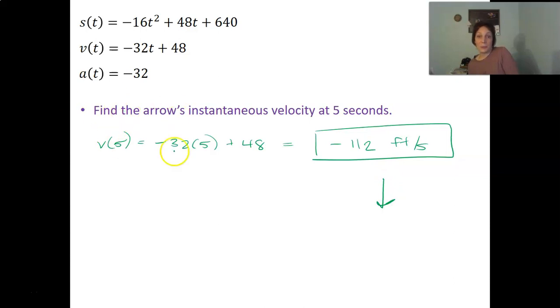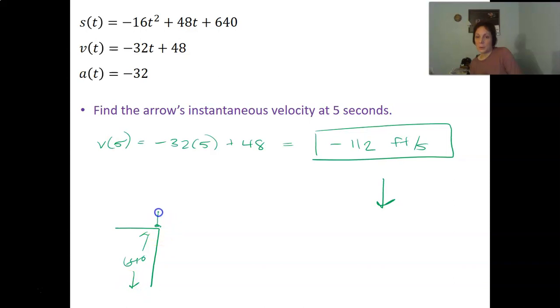So they ask me about the motion of this thing. I'm going to say that at 5 seconds, it's going 112 feet per second, and it's moving down. The fact that that velocity is negative tells me it's moving down. So this thing was launched from a height of 640, right?